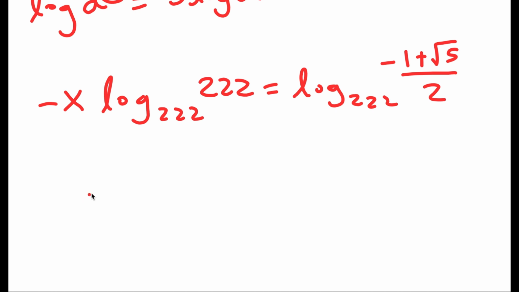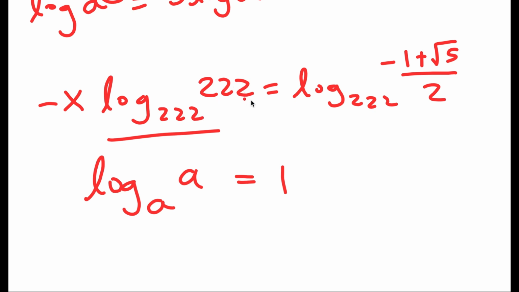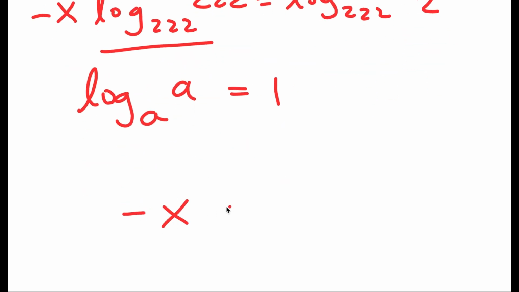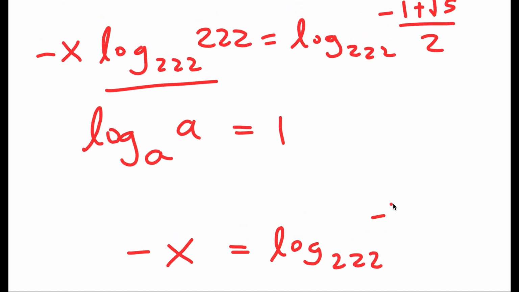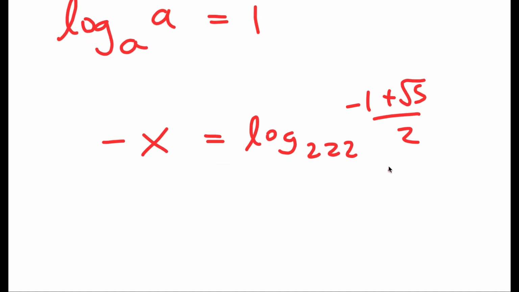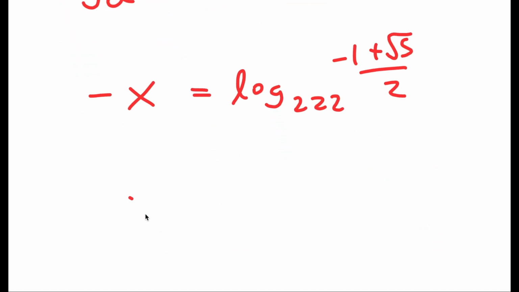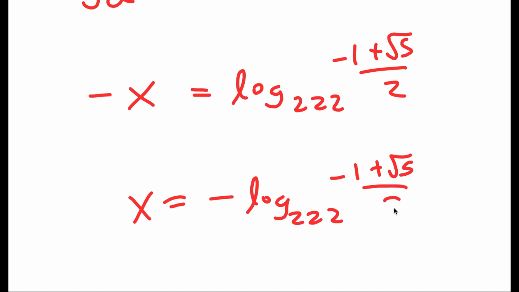And now, another property of logarithms, if I have something in the form log base a of a, this is 1. So, the value of log base 222 of 222 is 1, meaning I have negative x is equal to log base 222 of negative 1 plus the square root of 5 over 2. And this means that x is equal to negative log base 222 of negative 1 plus the square root of 5 over 2.